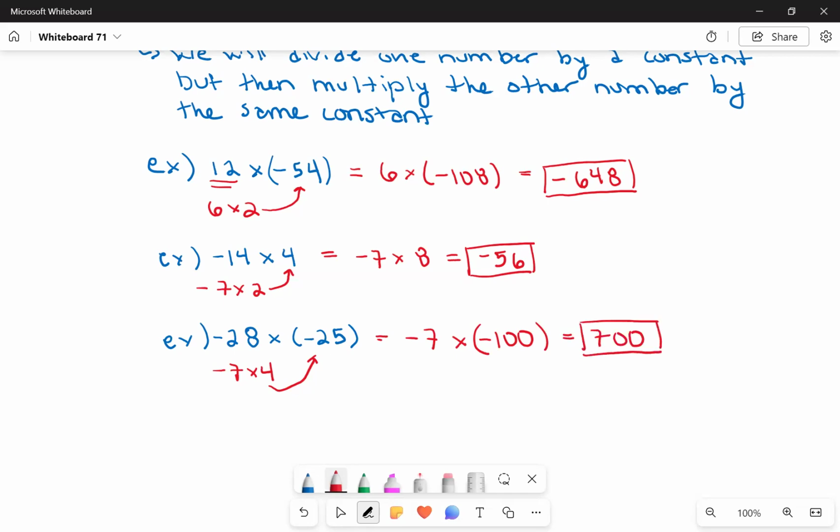Let me show you another way. Another way to have done it is, let's say you looked at the 28 and you were like, okay, well, that's 2 times 14.